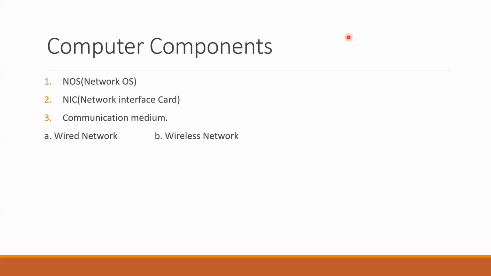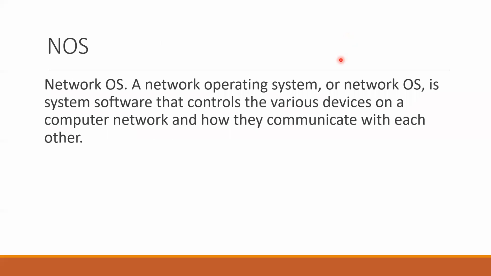Now moving ahead, let's discuss all these terms one by one. Let's start with the first term, NOS, Network OS. OS means operating system. A network operating system, or network OS, is system software that controls the various devices on a computer network and how they communicate with each other.